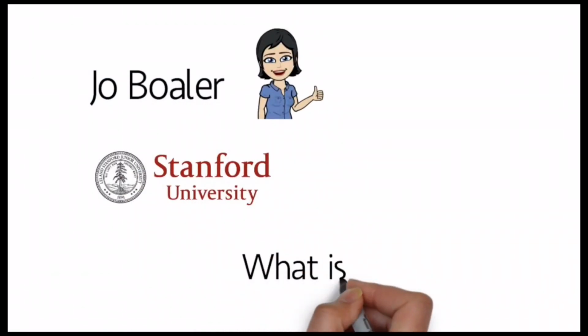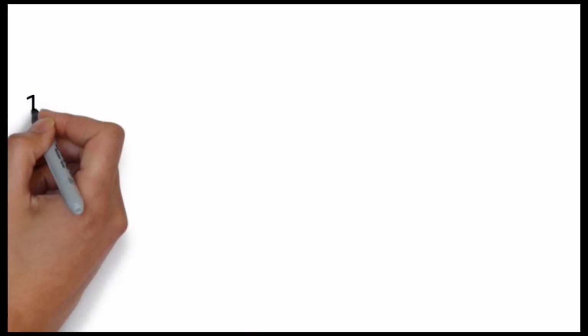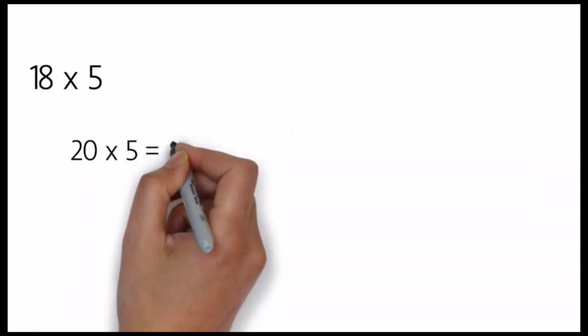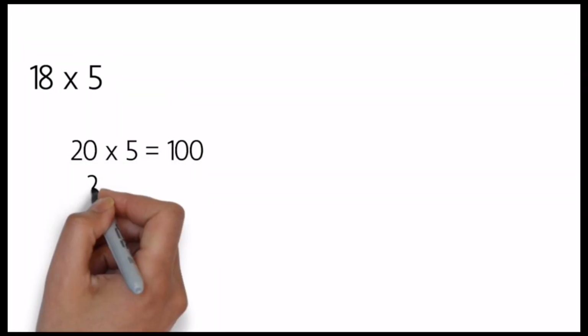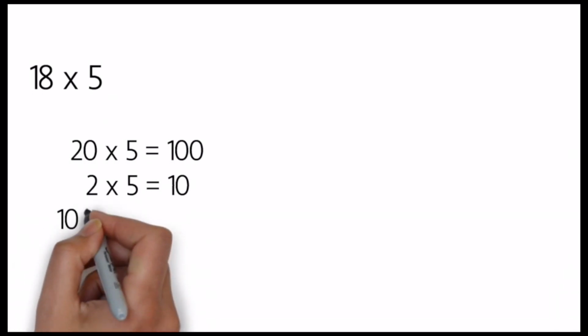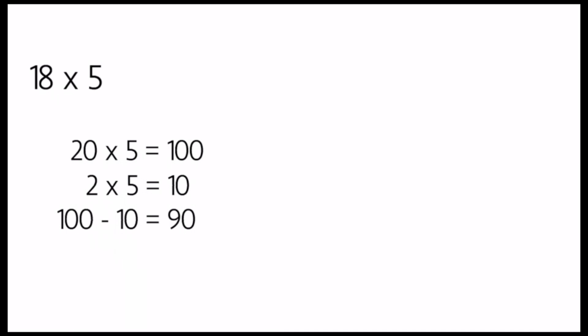So what is number sense? Let's think about a problem. Let's think about 18 times 5. A student with number sense could solve this in many ways. For example, they might say, I know 20 times 5 is 100, and I know 2 times 5 is 10, and I'll take 10 away from 100, which gives me 90. We can visually represent that, and visual connections are really important for our brain.